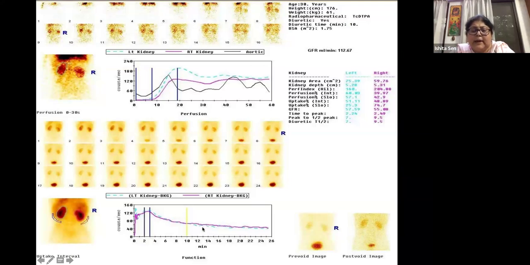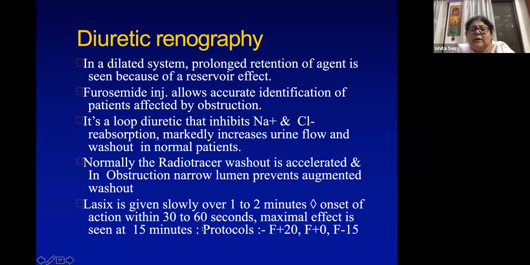Now, what is the basic funda of doing a diuretic renography? In a dilated system, there is a prolonged retention of the agent seen because of the reservoir effect. Furosemide injection or Lasix injection allows the accurate identification of patients who are affected by obstruction. The loop diuretic inhibits the sodium and chloride reabsorption, and it increases the urine flow and washout.